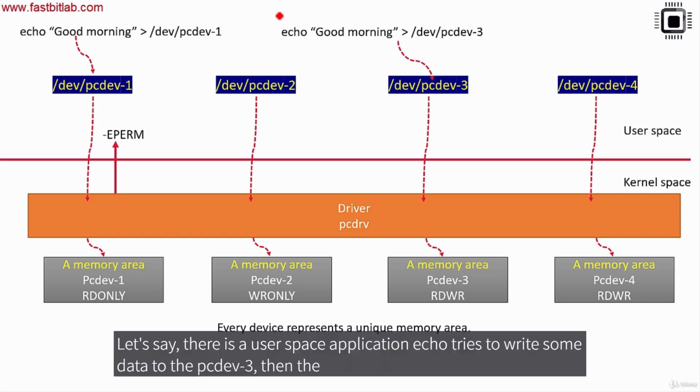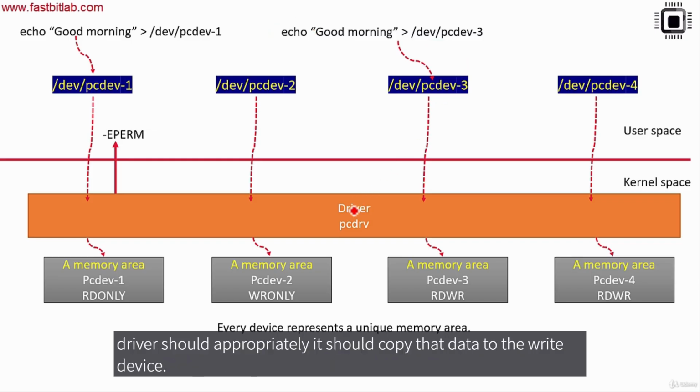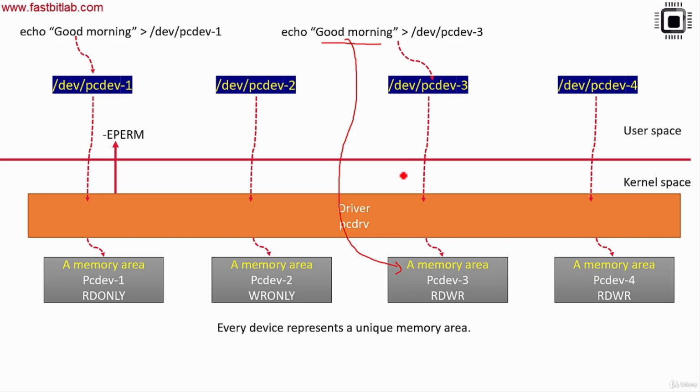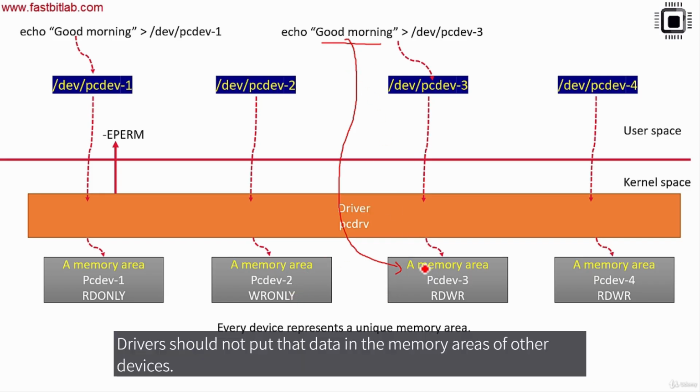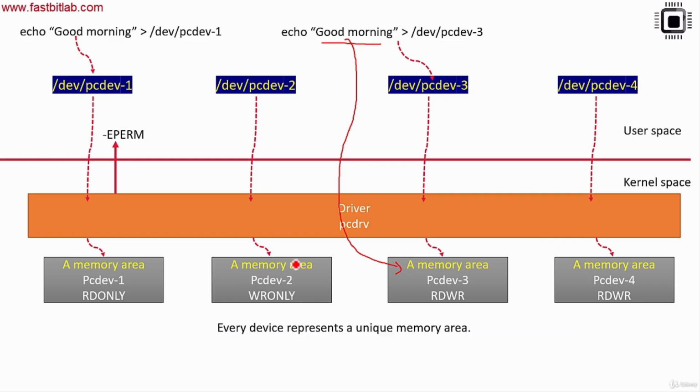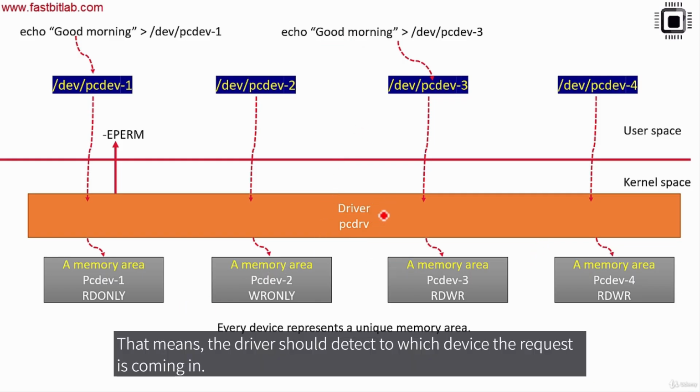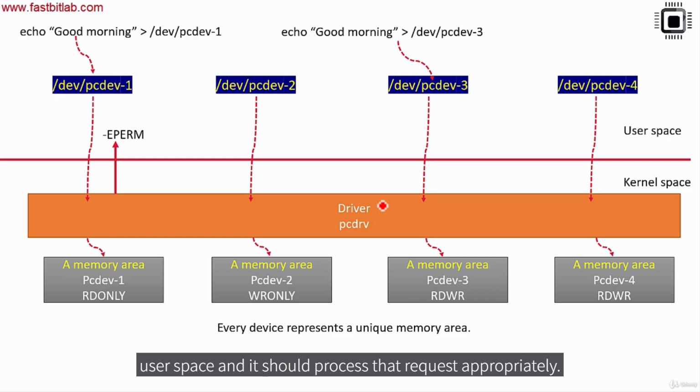Let's say there is a user space application, echo, which tries to write some data to PCDev3. Then the driver should copy that data to the right device. The driver should not put that data in the memory areas of other devices. That means the driver should detect to which device the request is coming in. It should understand which device is being accessed from the user space, and it should process that request appropriately.